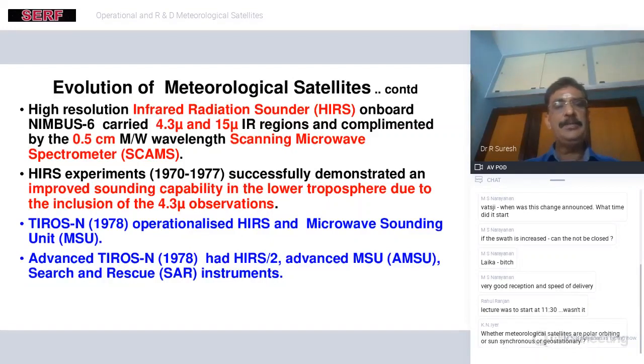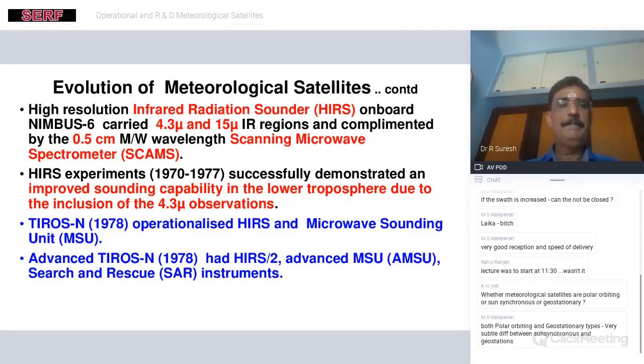The high resolution infrared radiation sounder, which is acronymed as HIRS, carries two bands. Even now these two bands are very much active, the 4.3 micron and 15 micron regions. One will work in cold conditions, the other in warm conditions. So with that, the temperature profile and sounding performance were intact, and we got good values also.